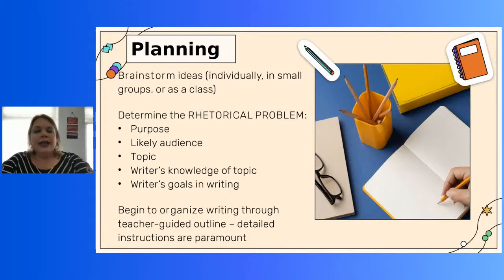Okay. All right, the planning part of the writing. I think most of you are familiar already with the typical brainstorming, right? The brainstorming can be done individually, in small groups, as a class, whatever works better for your particular scenario.